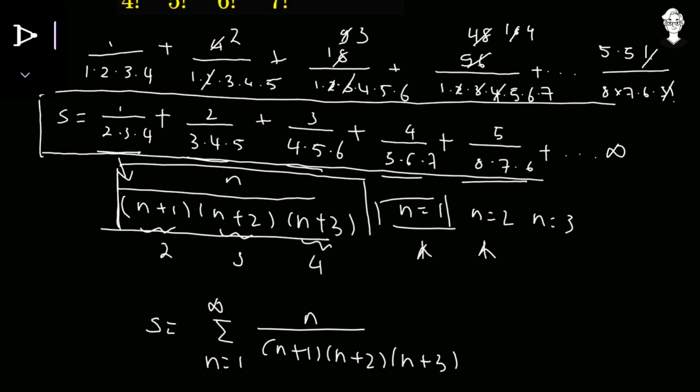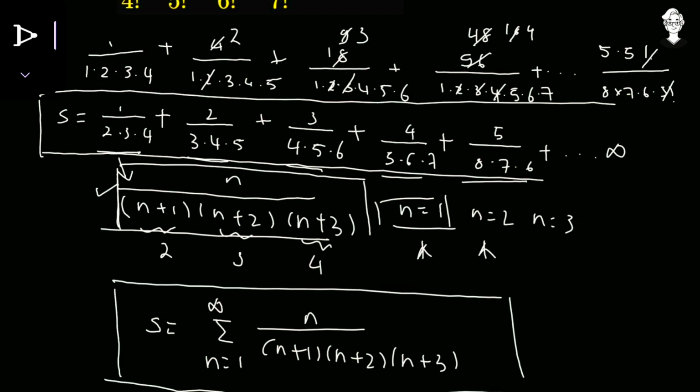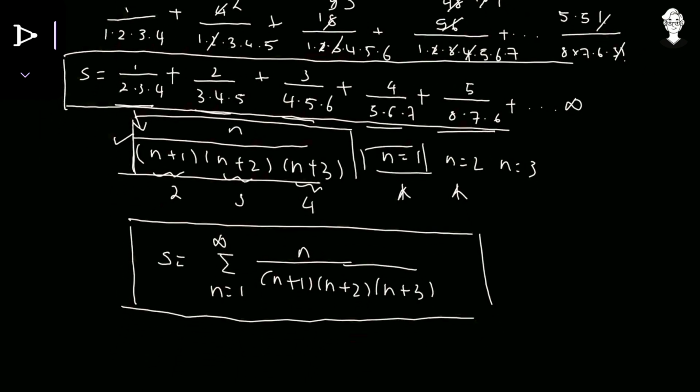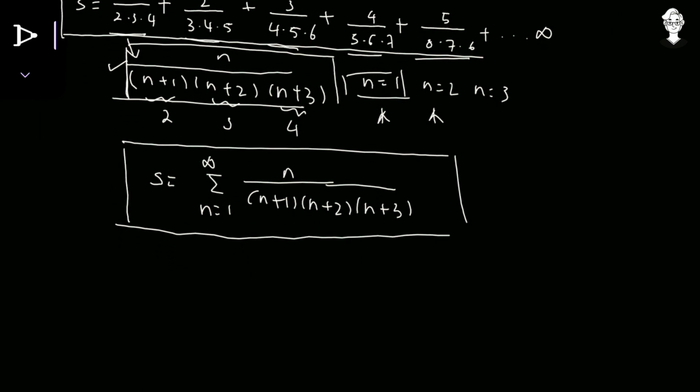This s, because of this pattern, can be written in this manner: s is equals to the summation of n upon (n plus 1) into (n plus 2) into (n plus 3) from n equals 1 up till infinity. So now let us solve this. The first step while solving this is to use partial fractions, so we can just separate it out. So we have n upon (n plus 1) multiplied with (n plus 2) multiplied with (n plus 3).